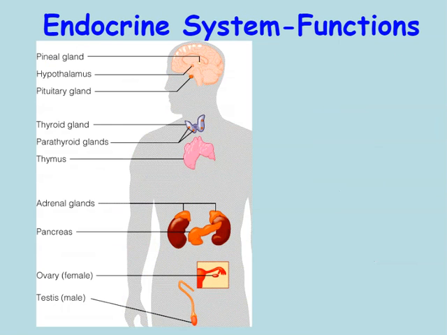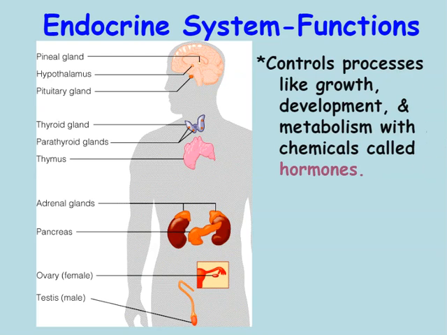So let's look at that. All right, that's kind of a similar picture where it shows different glands, and then you have your differences down at the bottom. Ovaries and testes are the two different sex glands. But the main function would be controlling the processes like growth and development and metabolism with chemicals called hormones, right? So the growth, right? You get a slow release of growth hormone from the time you're born all the way to when you stop growing.